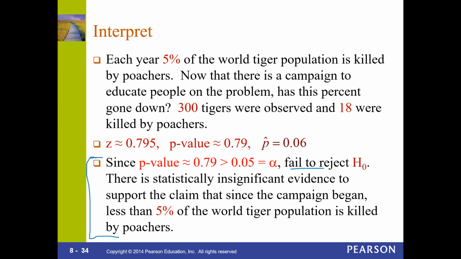Okay, so you're gonna say there is statistically insignificant evidence to support the claim. You don't need to put insignificant, you don't have to put this term. I mean, that's exaggeration. You can just say there is statistical evidence to support the claim that since the campaign began, less than 5% of the world target probability scale. You just repeat the same sentence. Okay.